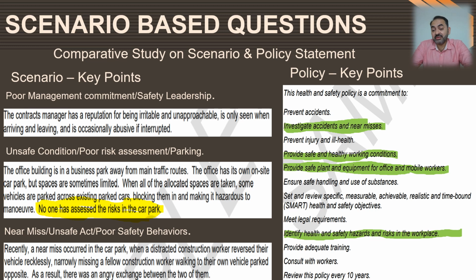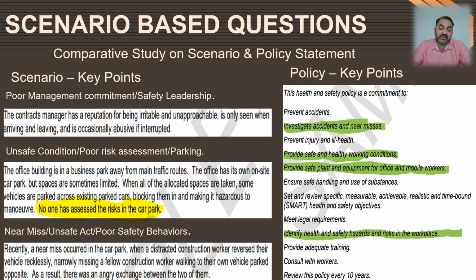It is clearly mentioned in the scenario, no one has assessed the risk in the car park area. So there are certain points which you can highlight in your discussion in the body of the question, and while answering you can highlight these points, you can correlate them with the policy statement and the breaches going on at the site to show the implementation of policy is very poor. Looking at the third point, near miss, unsafe act, poor safety behaviors.